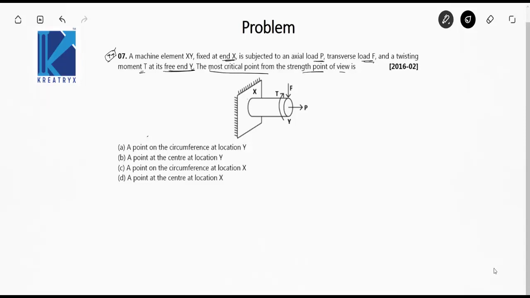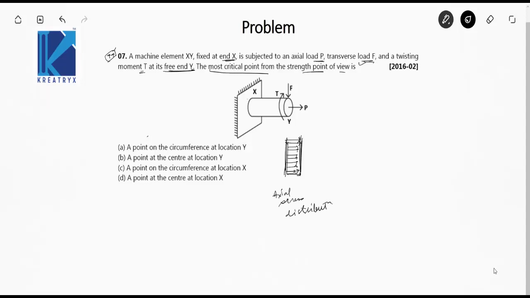Let's draw the stress distribution due to axial load, due to transverse load, and due to twisting moment. So the stress distribution due to axial load will be this. Why? Because the axial stress will be uniformly distributed over the entire cross section. Axial stress distribution.